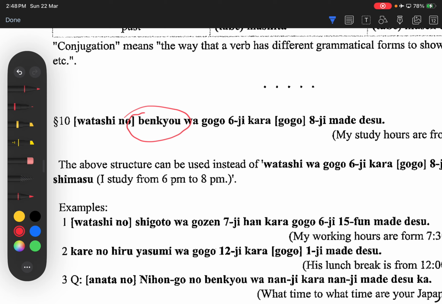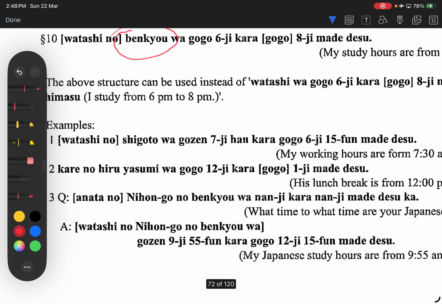So benkyo wa, my study is from 6 to 8. Instead of saying I study from 6 to 8, it becomes my study is from 6 to 8. It becomes a noun. It doesn't work for every verb. We can't just remove the masu and have it become a noun. It only works for certain verbs. We will learn what kind of verbs can do this when we go on to E2. We have a full list of them, called group 1, group 2, group 3. For now, just understand that shigoto means work, it is a noun.